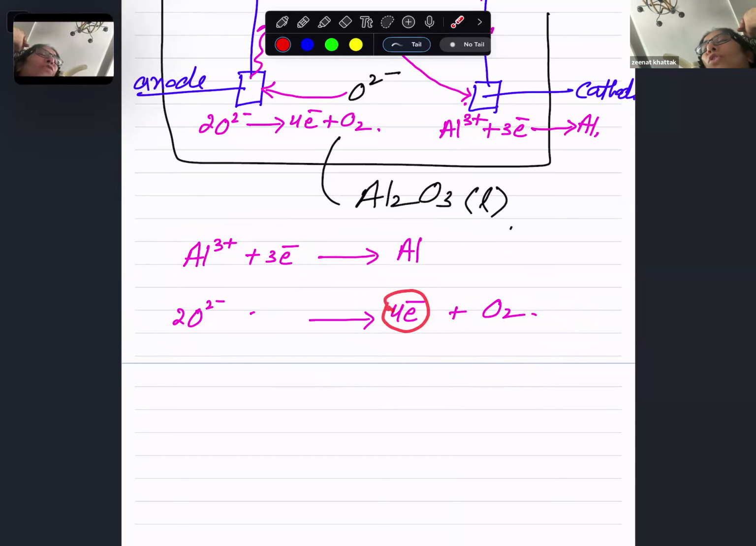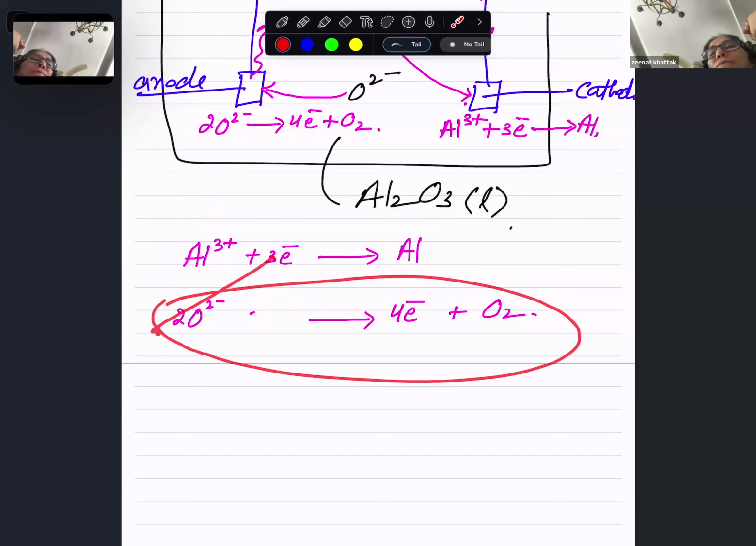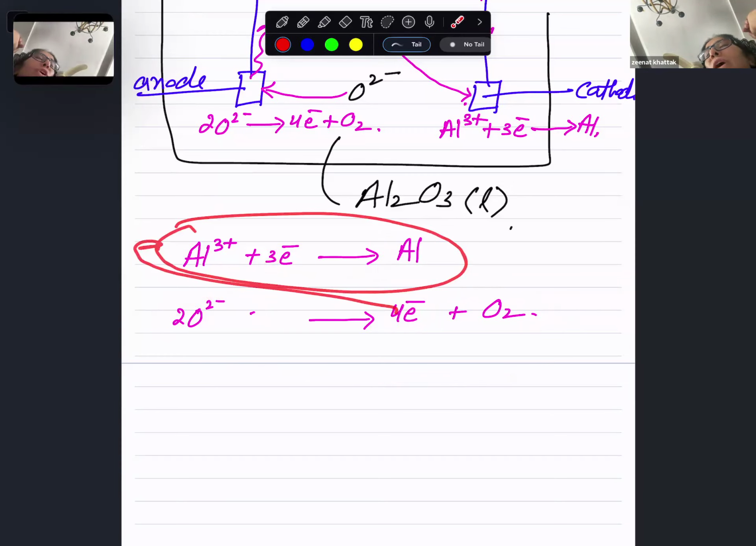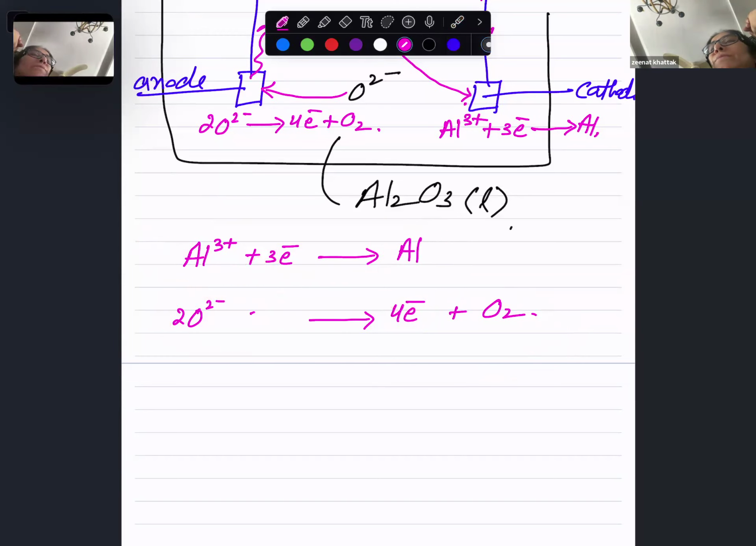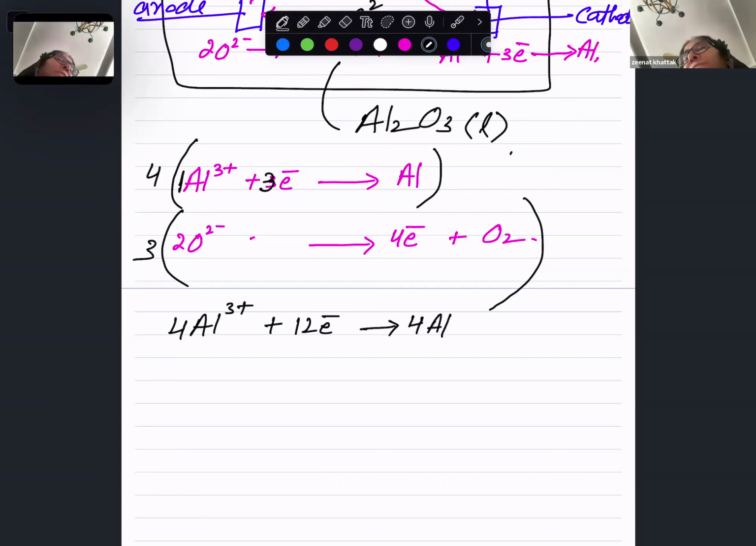I will multiply the oxide half-reaction with 4, and I will multiply the aluminium half-reaction with 3. Wait: I multiply the aluminium one with 4 and the oxide one with 3. So 4 ones are 4 aluminium ions, not with the charge. 4 threes are 12 electrons. And 4 ones are 4 aluminium metal. 3 twos are 6 oxide. 3 fours are 12 electrons. And 3 ones are 3 oxygen.